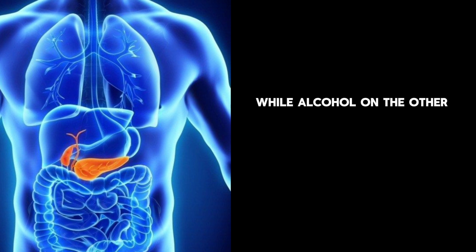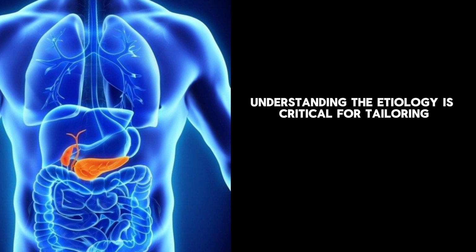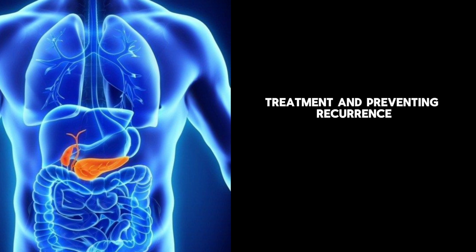Alcohol, on the other hand, specifically chronic alcohol abuse, is the primary cause of chronic pancreatitis and a significant contributor to acute cases, especially in men. Alcohol-induced toxicity damages pancreatic acinar cells and disrupts the enzyme secretion. Other risk factors include smoking, obesity, and a family history of pancreatic disease. Understanding the etiology is critical for tailoring treatment and preventing recurrence.